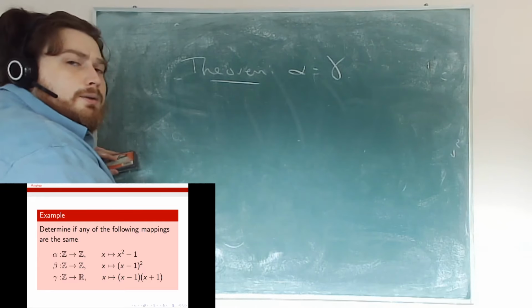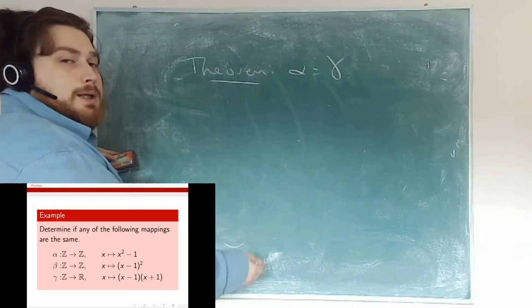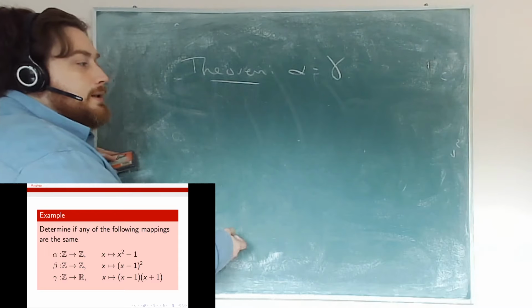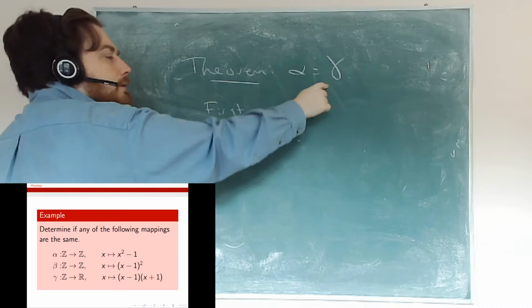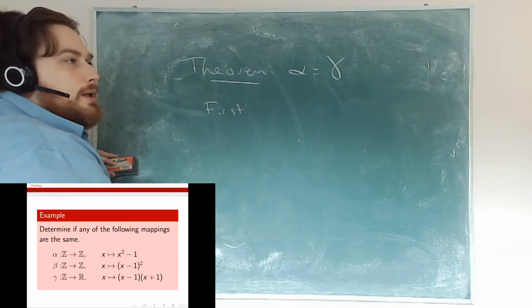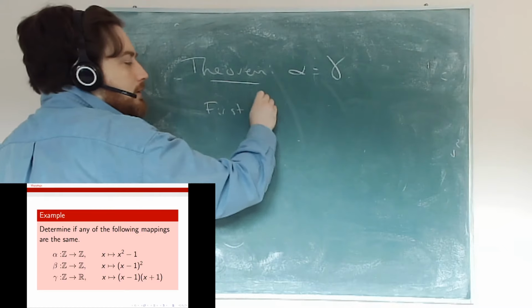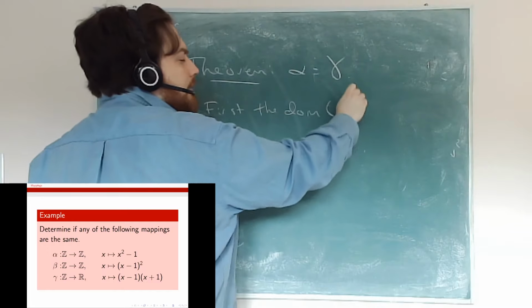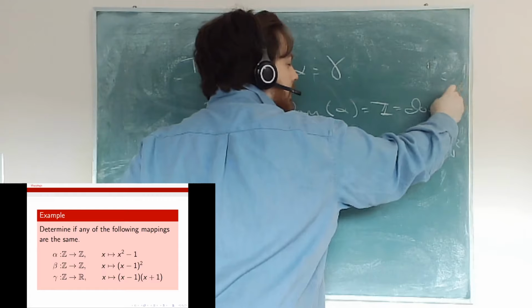Now, I do need to point out that in order for them to be the same function or the same mapping, they have to have the same domain, and everything has to get mapped to the same point. So first, I want to look at the domain of alpha and gamma as given to us, and notice that alpha is a mapping from Z to Z, and gamma is a mapping from Z to R. So the domain of alpha is equal to Z, which is equal to the domain of gamma.